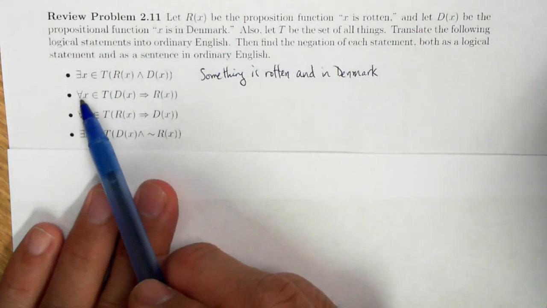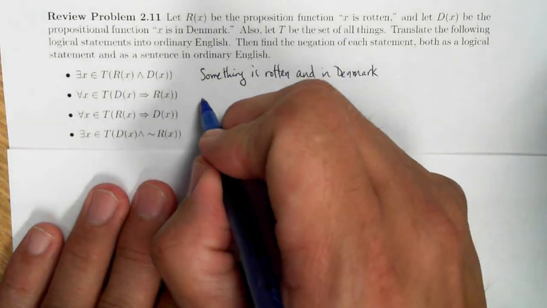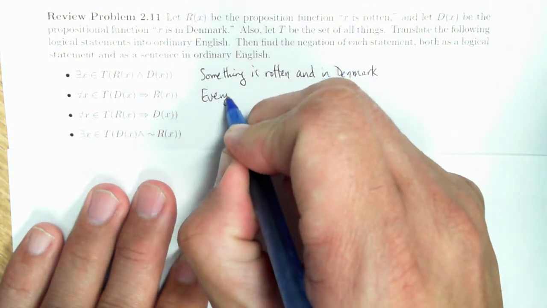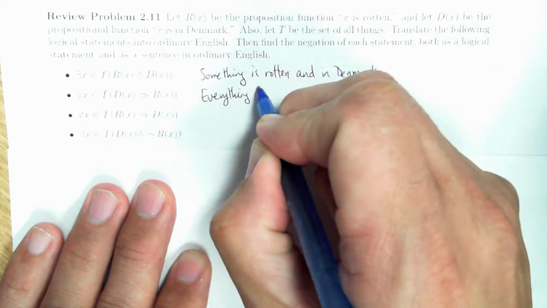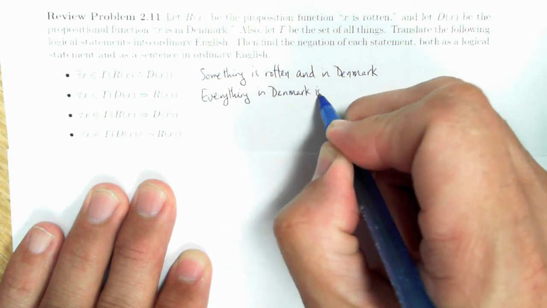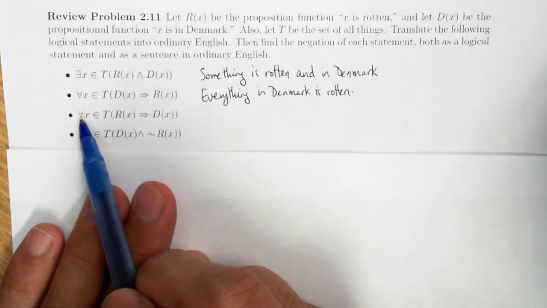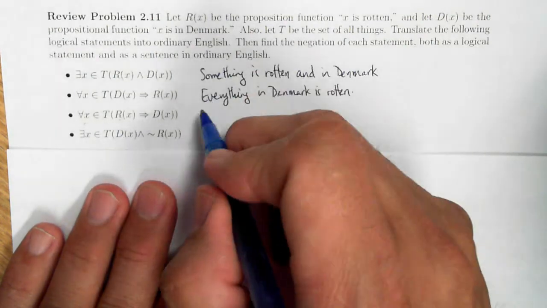This one, for everything that is in Denmark is rotten. So everything in Denmark is rotten. This would be the opposite. Everything that's rotten is in Denmark.